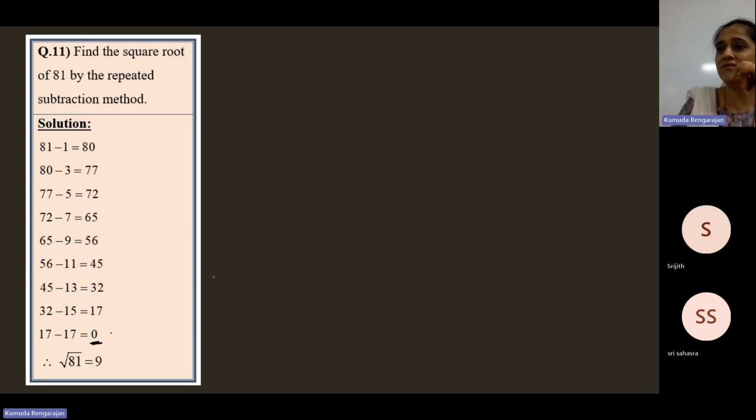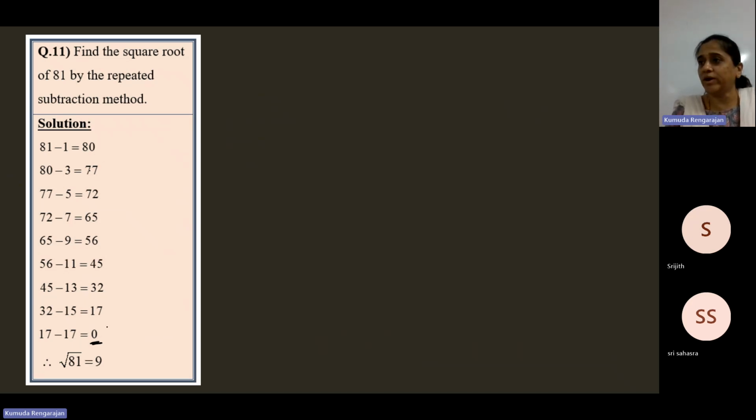If the number is not a perfect square, you will not be given this question, like find the square root using the repeated subtraction method. This question is applicable only for a perfect square. So this is the procedure.